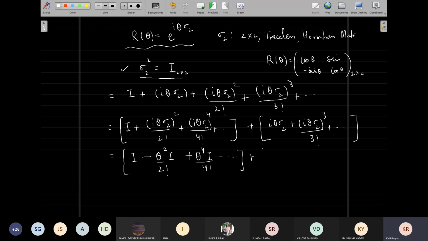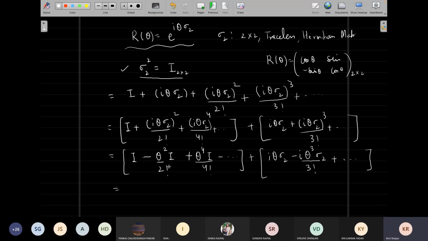Let's do something similar here also. i theta sigma 2, what will be the next term? i cube, minus i, excellent. Theta cube, and what about sigma 2 cube? It will be nothing but sigma 2. Remember, sigma 2 square is identity, so you just get sigma 2 cube, and this will be over 3 factorial, and you will find terms like this.